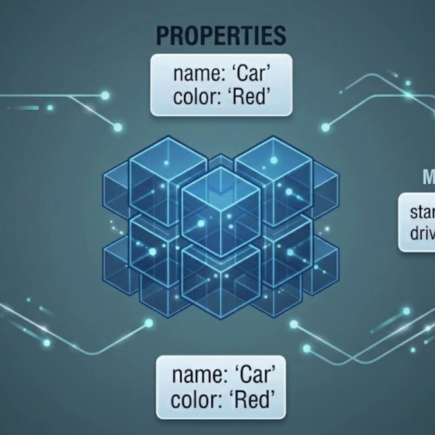What is an object? In JavaScript, almost everything is an object. They are the fundamental building blocks of data. Think of an object like this complex structure. It's a way to group related data and functionality together.